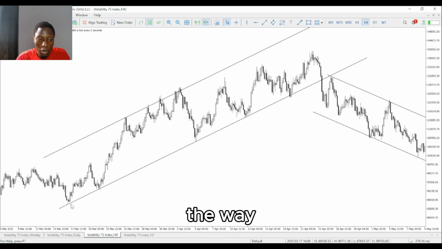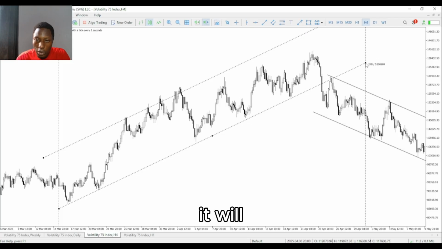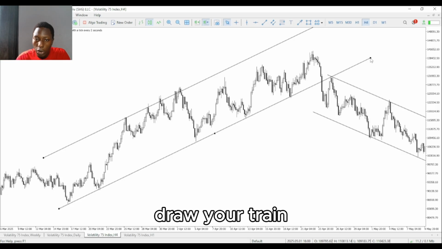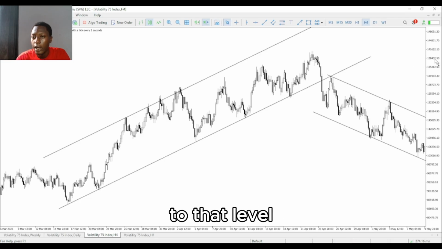Why? Because of the way we draw it from here. You can see here now the wick, the candlestick bodies are inside. So I can just quickly modify it like this, and it will still be the same thing. So far the body of the candle does not come outside. You understand? But make sure you draw your trend line perfectly, so that when price approaches the trend line, you can easily know whether the price is going to react to that level or not.